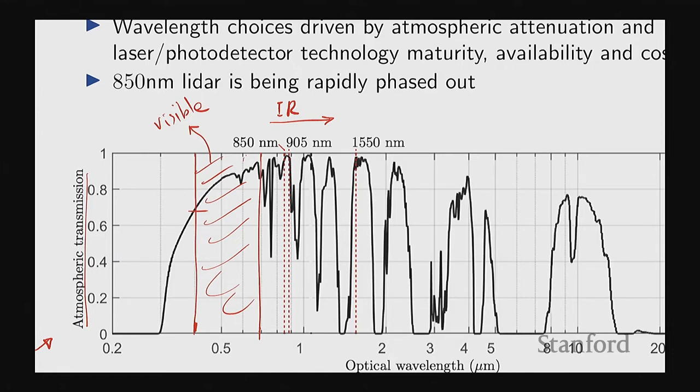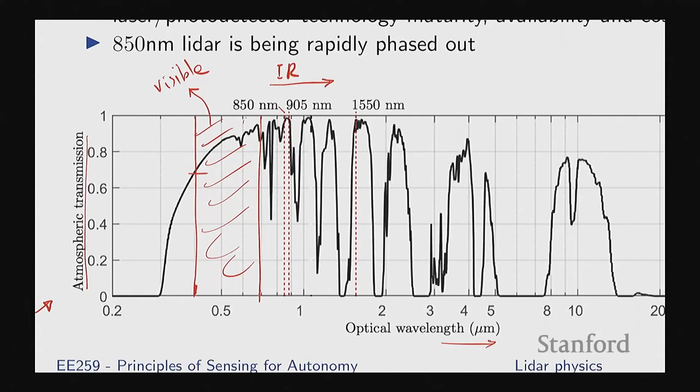Specifically, there are three wavelengths that are commonly used. You can convert them to frequencies if you want: 850 nanometers, 905, and 1550. Now you might ask why these very specific wavelengths, and it's for two reasons. One is, of course, you want very high transmission, right? Otherwise, it just eats into your SNR. It attenuates too much as it propagates. And as you see, for all these three wavelengths the atmospheric transmission is very high. It's pretty close to almost one. So that's a good thing. But there are other good frequencies, right? Or wavelengths.